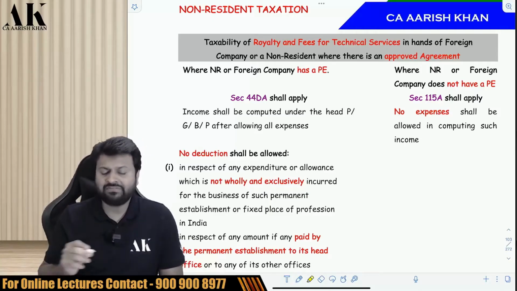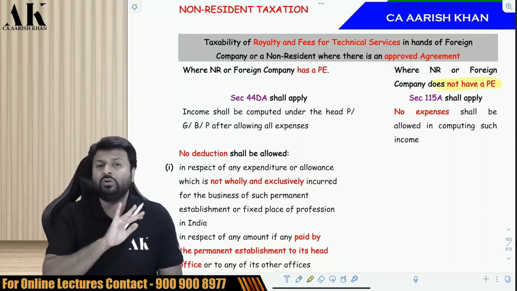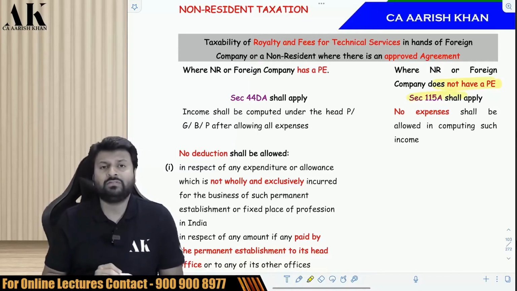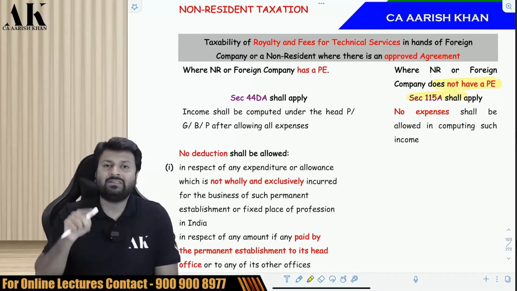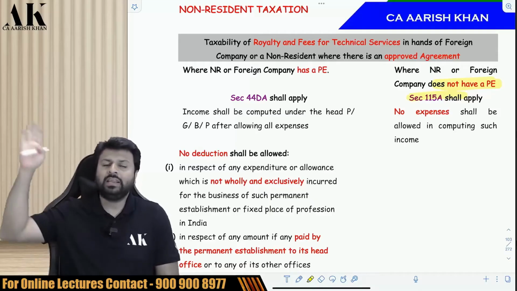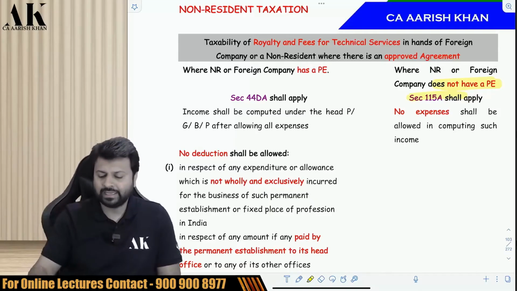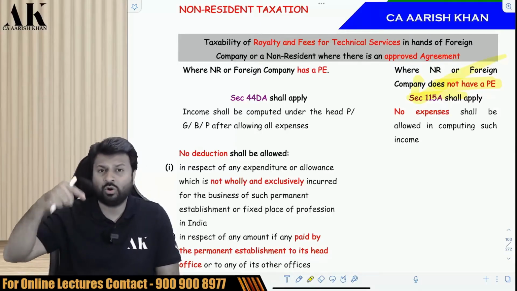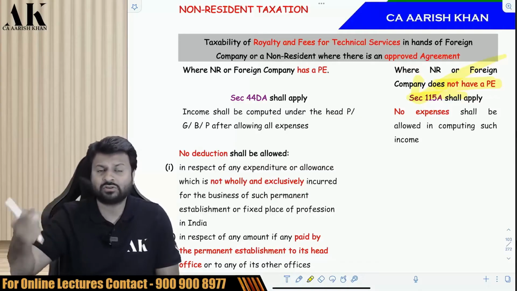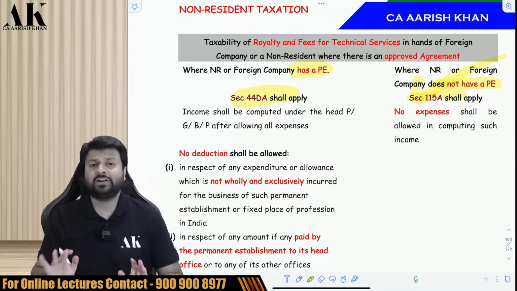Let's see. If the foreign company or non-resident does not have a PE, then you will follow 115A. But if the non-resident and foreign company have a PE in India, it means they have a branch in India. For example, if Microsoft is providing services directly from the US, it does not have a PE, then you will follow 115A. But if Microsoft is opening a branch in Bangalore and then providing the services of royalty and FTS, then you will follow 44DA. This is the basic difference between the two.